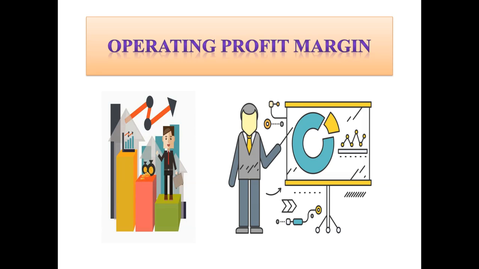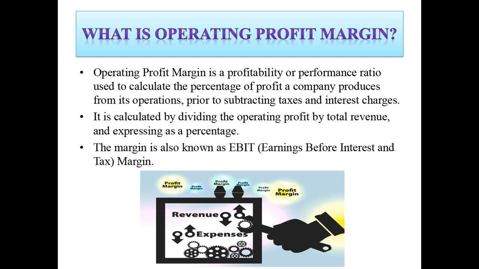Now let's look at the operating profit margin. So, what is the operating profit margin? This is a profitability or performance ratio used to calculate the percentage of profit a company produces from its operations prior to subtracting taxes and interest charges. It is calculated by dividing the operating profit by the total revenue and expressing it as a percentage. The margin is also known as the EBIT margin or the earnings before interest and tax margin.